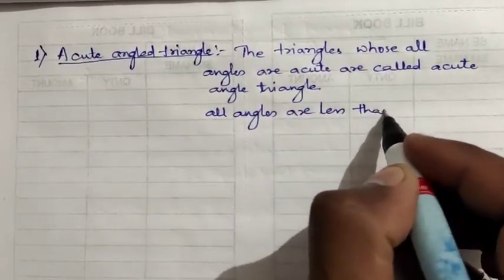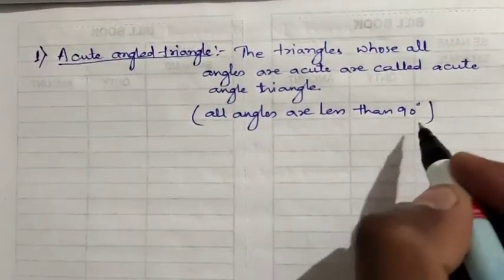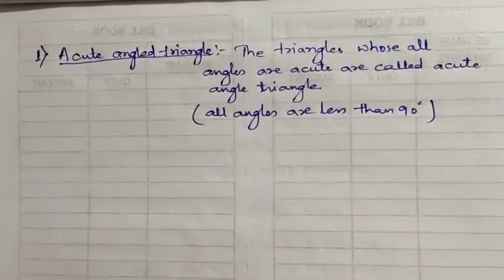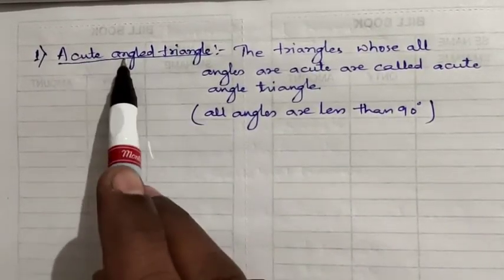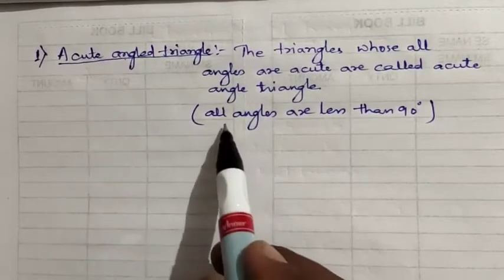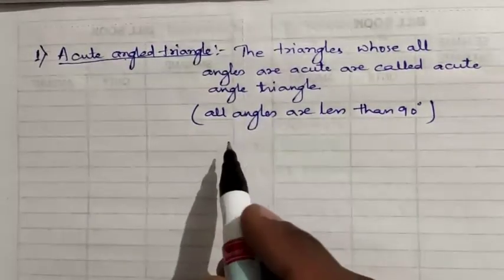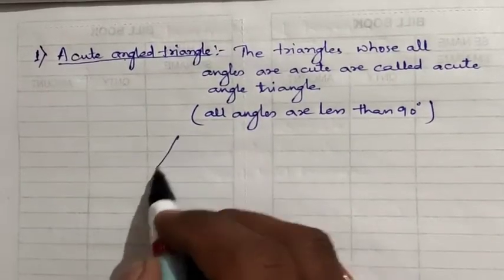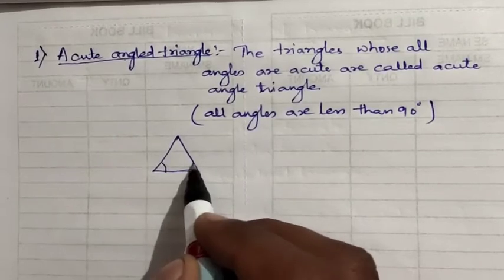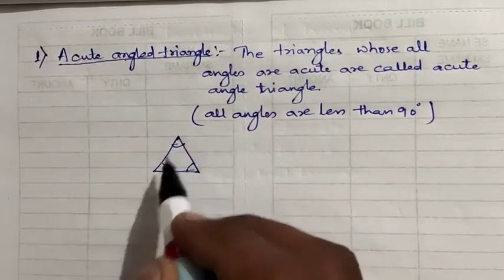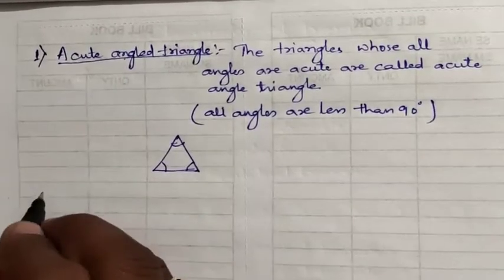It means that all angles are less than 90 degrees. When we studied the chapter on angles, we studied the types of angle, and the first type was acute angle. It means all the angles are less than 90 degrees. This type of triangle is known as an acute angle triangle. Now this can be an example. This one is less than 90, this one is also, and this one is also less than 90. This type of triangle can be called an acute angle triangle.